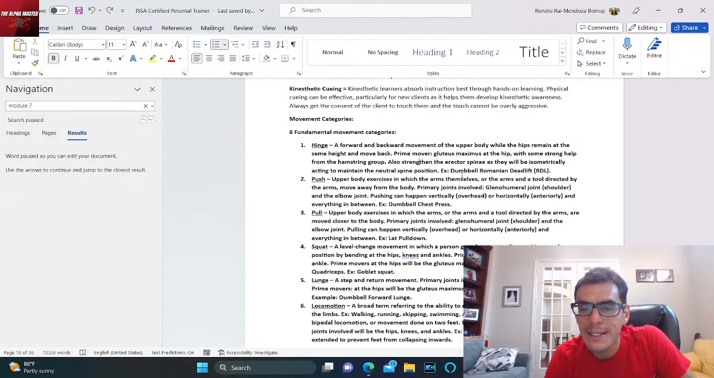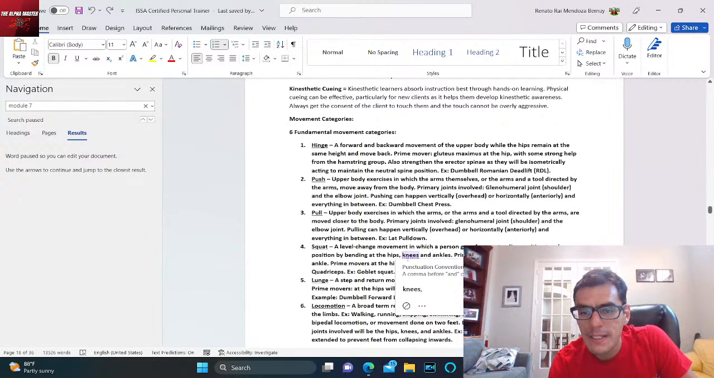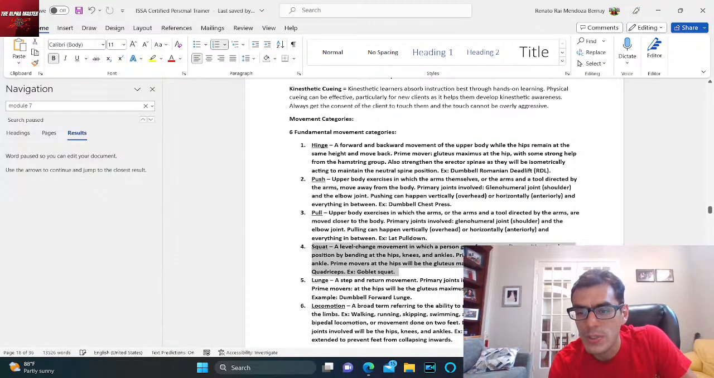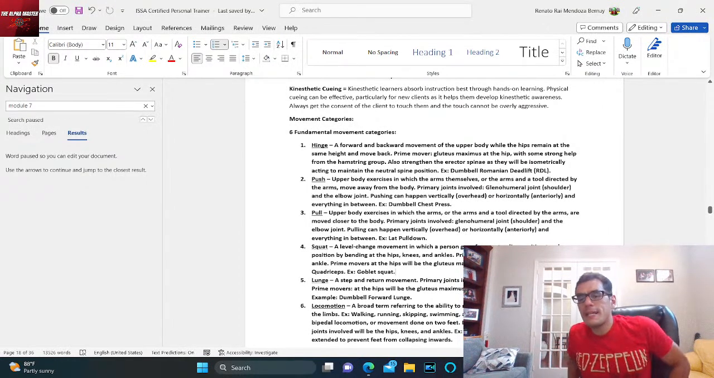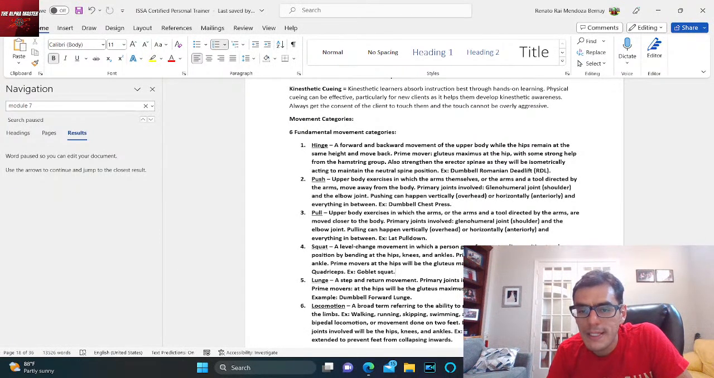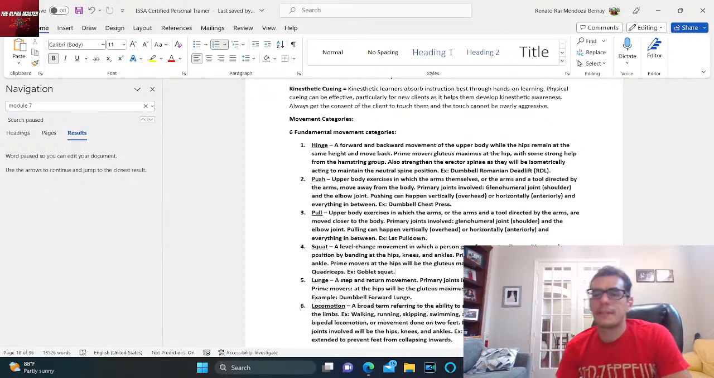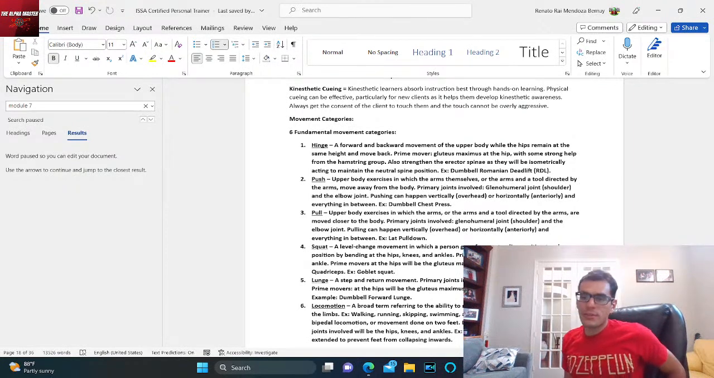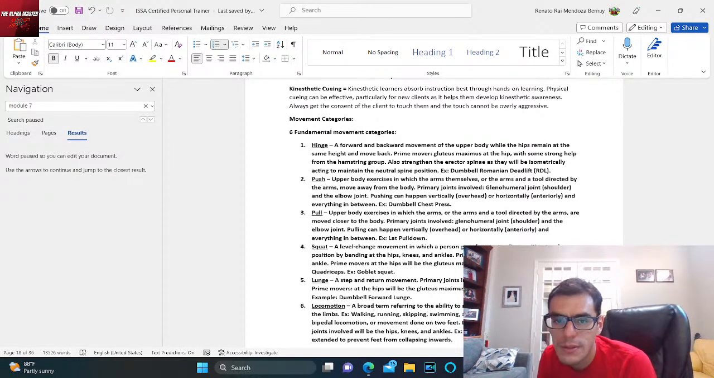The primary joints involved are going to be the hip, the knee, and the ankle. The prime mover at the hip will be the gluteus maximus, and at the knees it is going to be the quadriceps. Example is going to be a goblet squat.